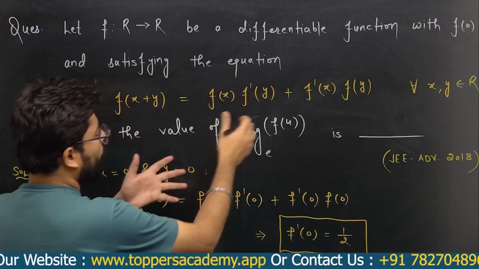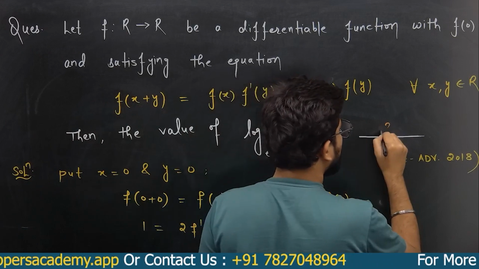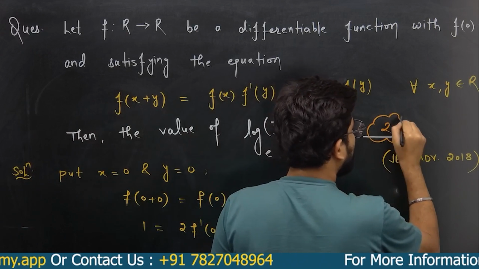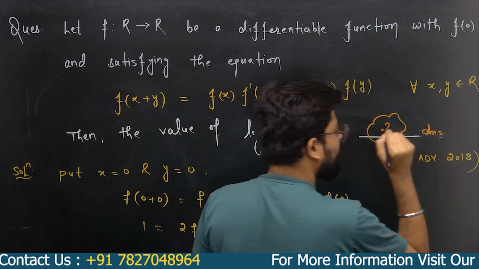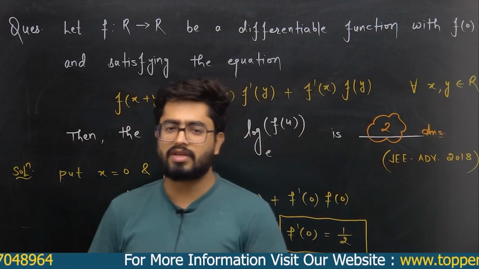So the value of log of f of 4 to the base e is 2, that's your answer. Got it? So this is a very easy question in 2018.